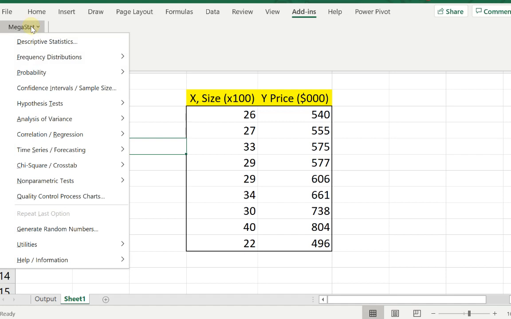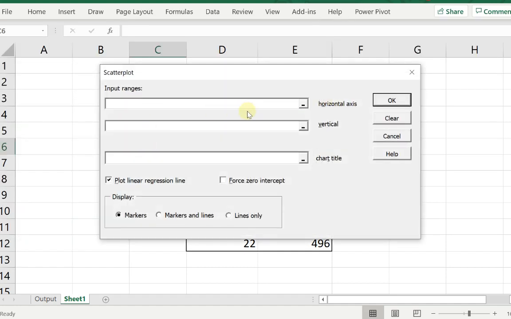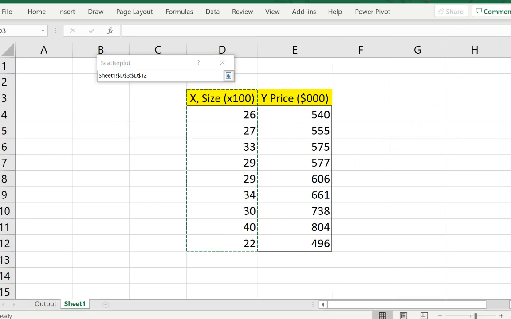Now if I want to get the scatter plot, first we're going to go correlation regression. And there you go, scatter plot. Click on scatter plot. Input range, horizontal axis. Include the label. Left click once and drag. Once it's outlined, then we're going to hit enter on this. Okay, I'm going to hit enter.